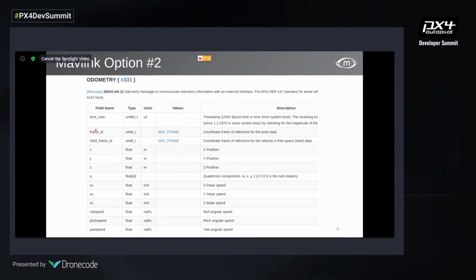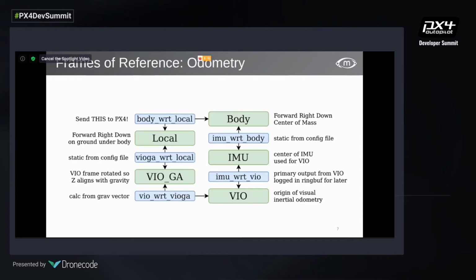You can be very explicit with the frame IDs. So here I've used the example of the child frame ID being body frame and the primary frame ID being local frame. This is most likely what you're going to use. Now, once that data is going into PX4, I think you'll find the experience is very good as long as you understand this plot and understand exactly what it means to be sending data in body frame and local frame.